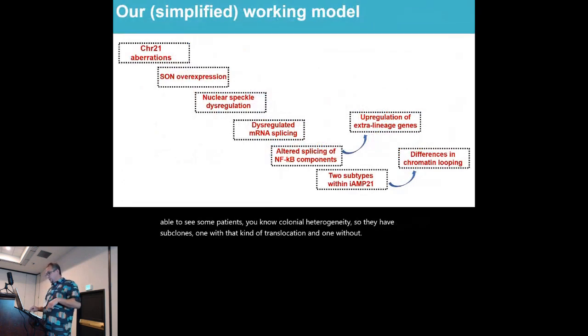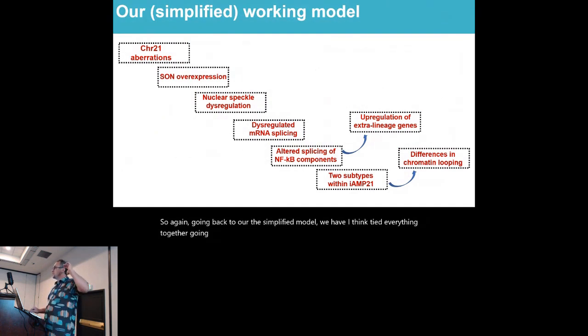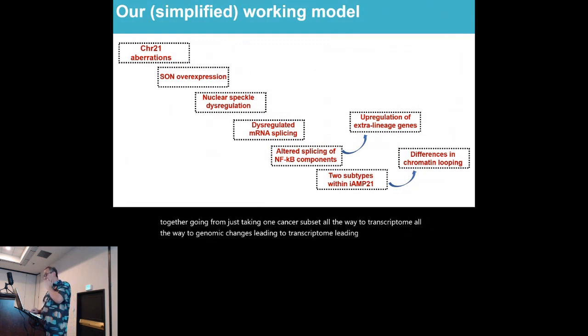So again, going back to the simplified model, I think we have tied everything together, going from just taking one cancer subset all the way to the transcriptome, from genomic changes leading to transcriptome changes, leading to splicing changes, and then also changes in the epigenome and 3D genome organization. So I'm going to skip that slide.